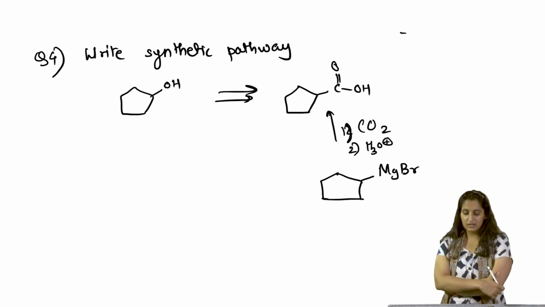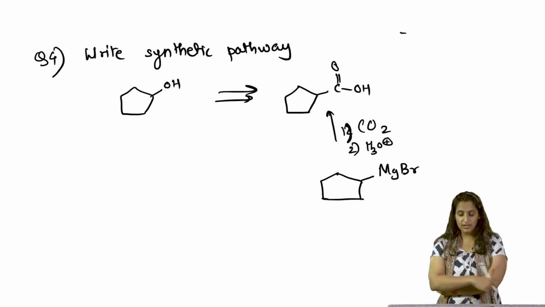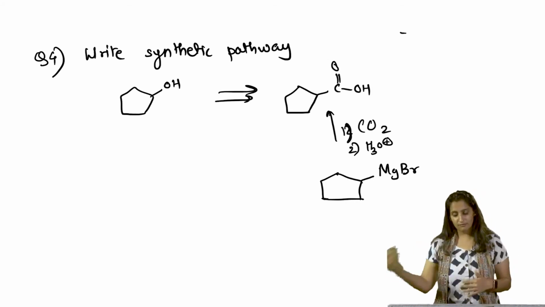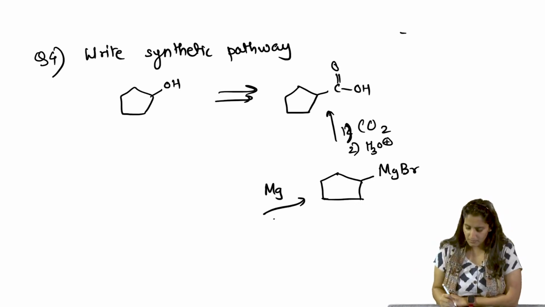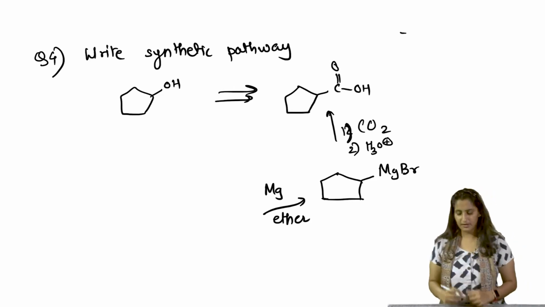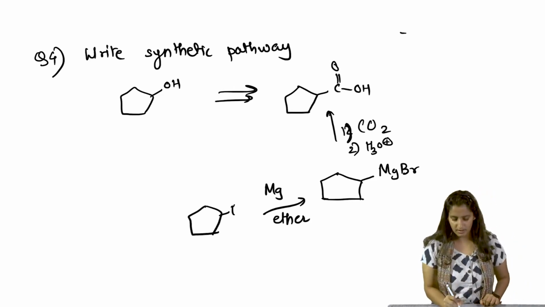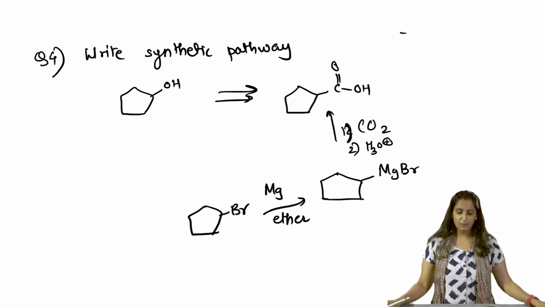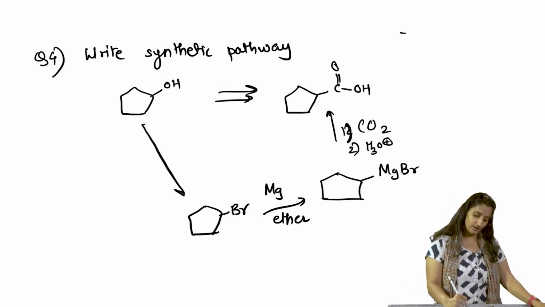Now, the problem is converting an alcohol directly to a Grignard. It is not going to happen. So, we need to think of something that will form the Grignard. We also know how to form these Grignards. We know that magnesium and ether, under anhydrous conditions, if we stir our alkyl bromides, we can get there. Now, how do I convert from here to here?